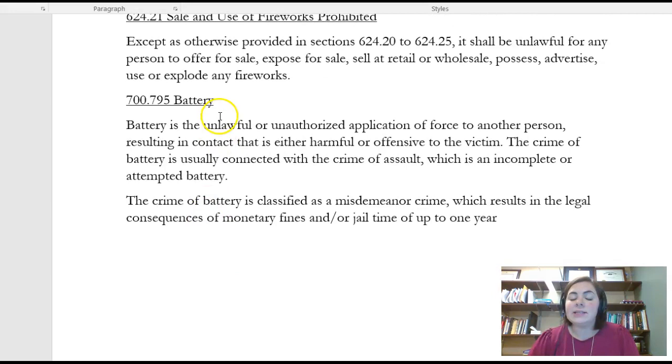And then battery is the unlawful or unauthorized application of force to another person resulting in contact that is either harmful or offensive. This is usually connected with assault, but that's not what happened here. The state is trying to make the claim of battery based on the harm caused to the student for the burns. Battery is a misdemeanor.